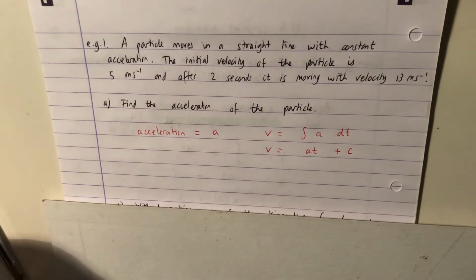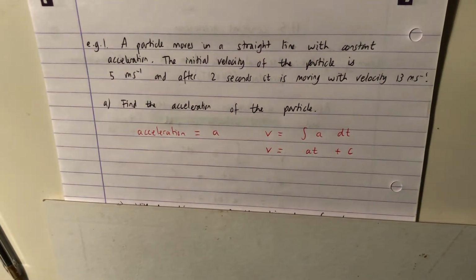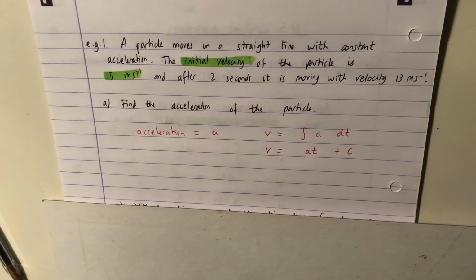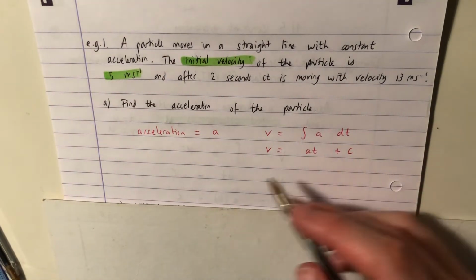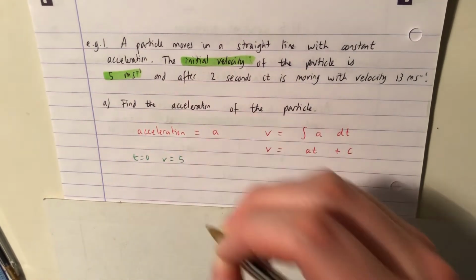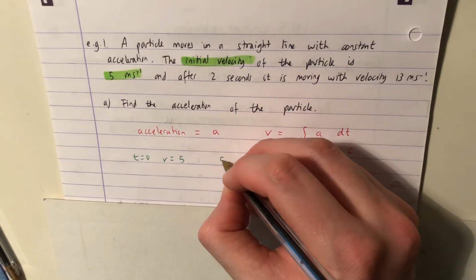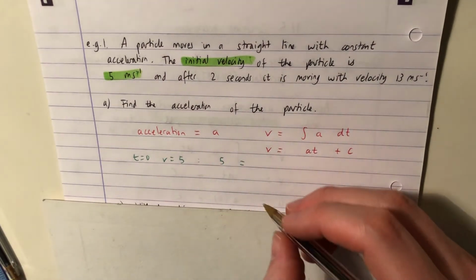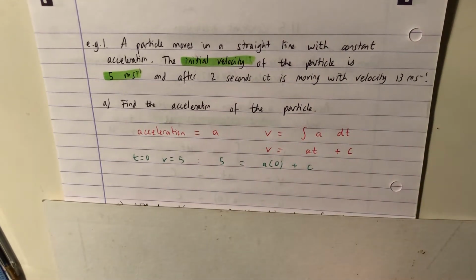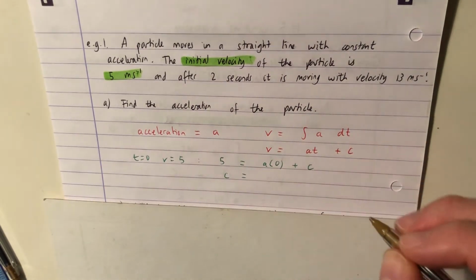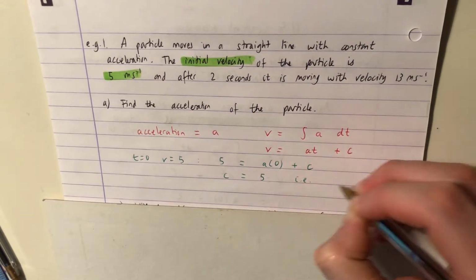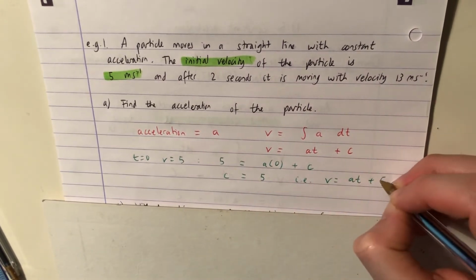And then we've been given a few things in the question. We've been told initial velocity is 5, which means if we substitute t is equal to 0, then v would have to be equal to 5. So that would give us 5 is equal to a0 plus c, which would give us c is equal to 5. So in other words, v is equal to at plus 5.